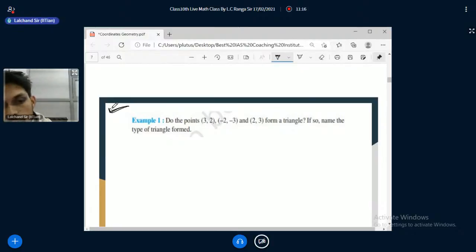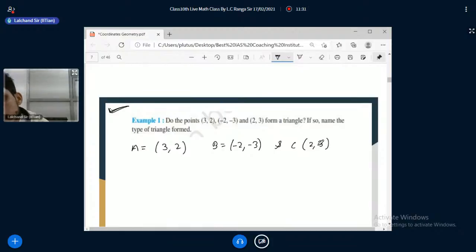Look, if we write point A equal to (3,2), point B equal to (-2,-3) and point C equal to (2,3). Okay. So what will be the value of distance AB? Can you find out what will be the distance AB?